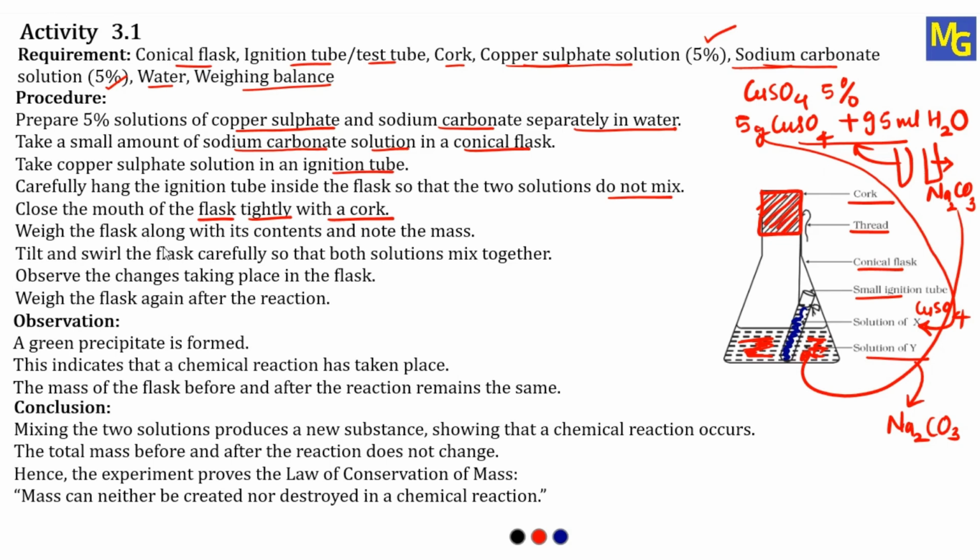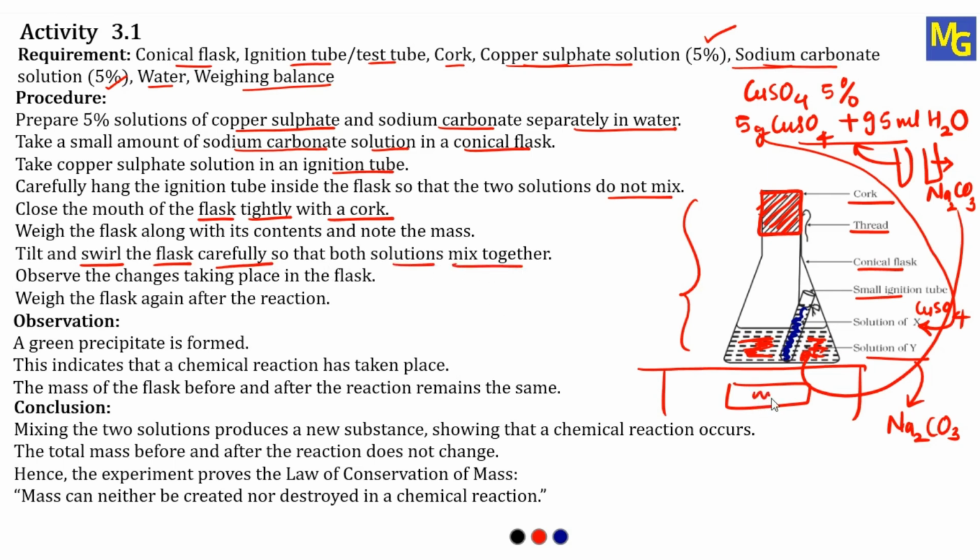Now next, weigh the flask along with its components and note down the mass. So this whole apparatus we have to keep on a weighing machine and note down the weight, whatever it is. Now tilt and swivel the flask carefully so that both the solutions mix together.